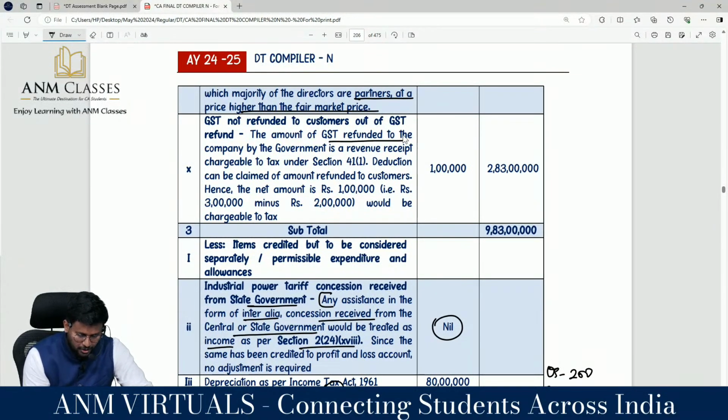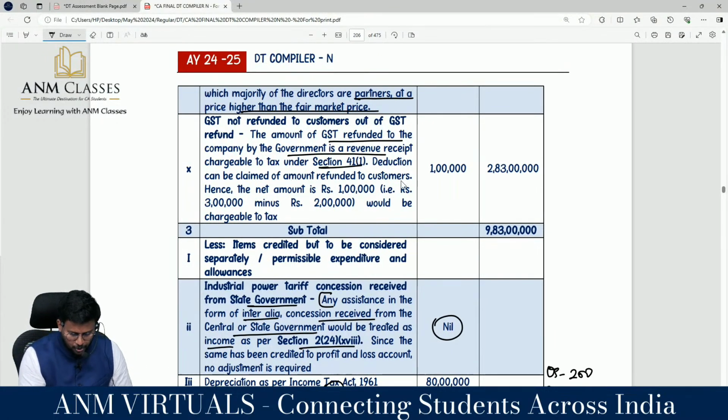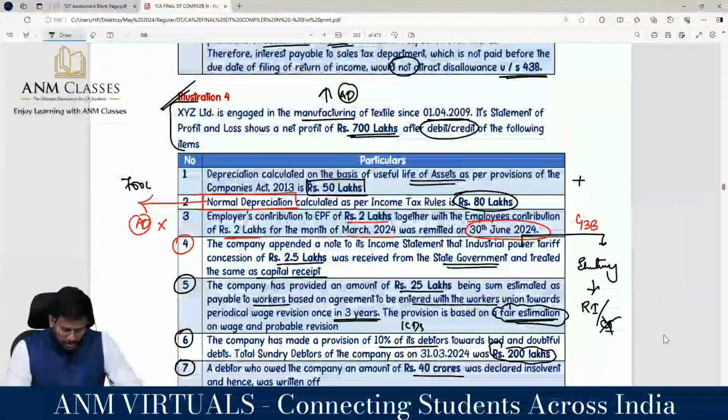The amount of GST refunded to the company by government is a revenue receipt chargeable to tax under 41 subsection 1. Deduction can be claimed for the amount refunded to customer. Hence the net amount is 1 lakh. So would be chargeable tax. So 1 lakh should be added to the net profit. Right? They want net profit as per P&L account.